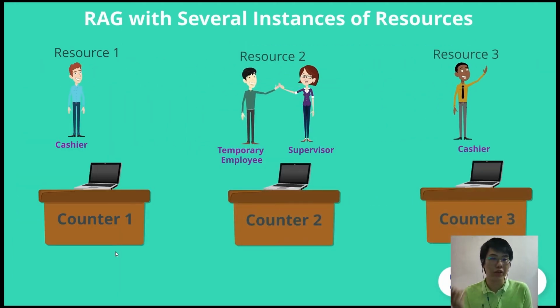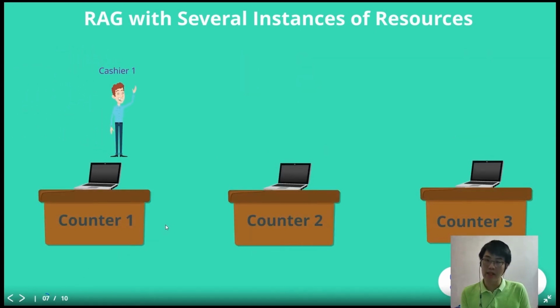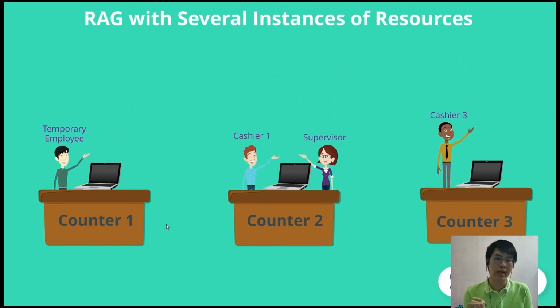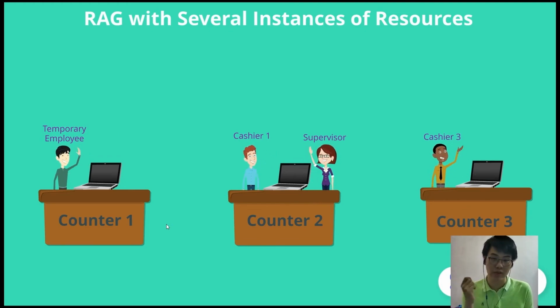So we have 3 resources and 3 processes: resource 1 is the cashier, resource 2 is the temporary employee with the supervisor, and resource 3 is cashier 3. The 3 cashiers indicate the processes, where counter 1 is process 1, counter 2 is process 2, and counter 3 is process 3. Initially, cashier 1 was assigned to counter 2, the temporary employee is assigned to counter 1, the supervisor is assigned to counter 2, and cashier 3 is assigned to counter 3.